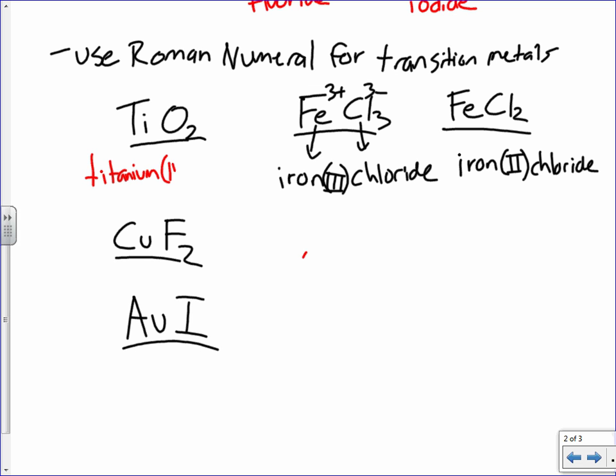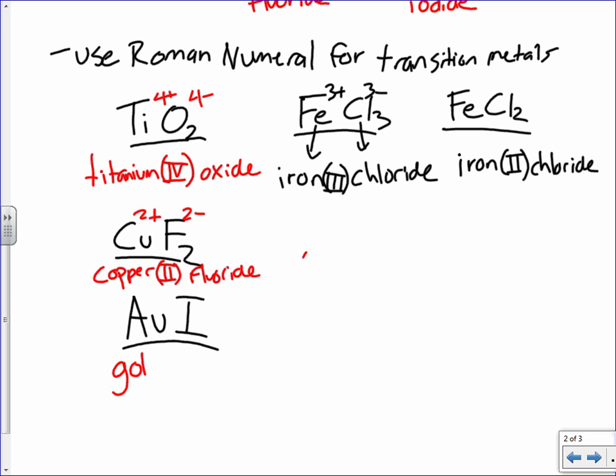Titanium(IV) oxide. We did this because there are 2 oxygens, each with a 2 minus, so that has a 4 minus, 4 plus. Okay. This one here, copper(II) fluoride. Same thing. 2 minus means we have to have a 2 plus. All right, and this last one would be gold(I) iodide. Pretty simple. Iodine has a -1, so gold has to have a +1.